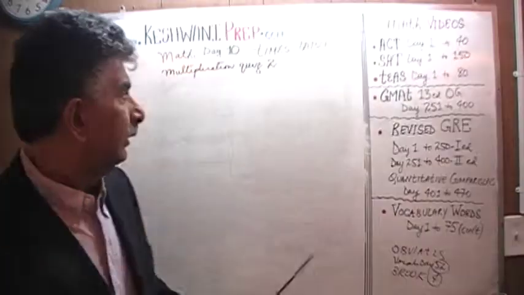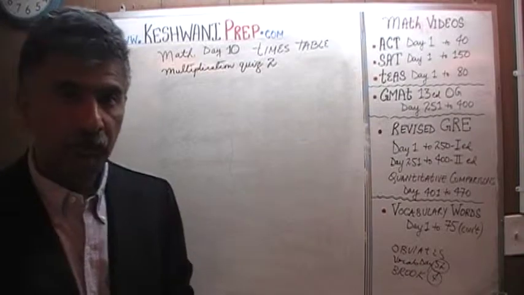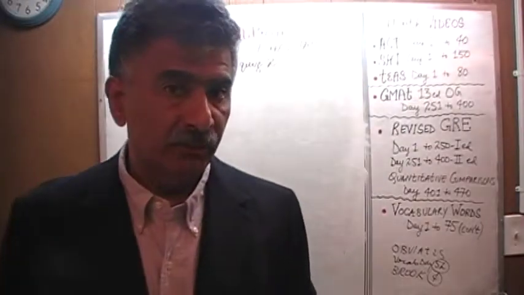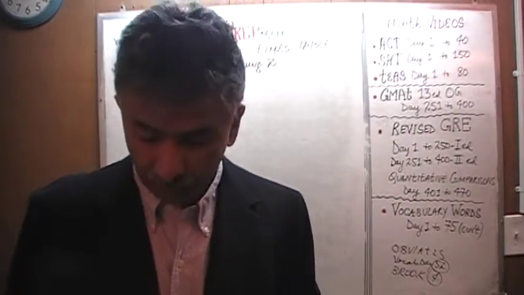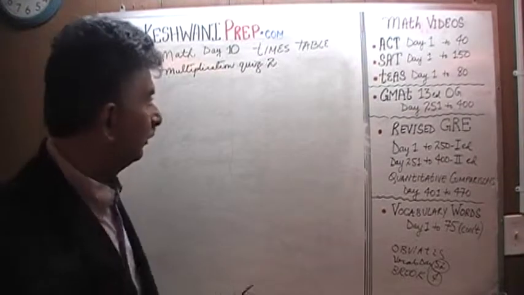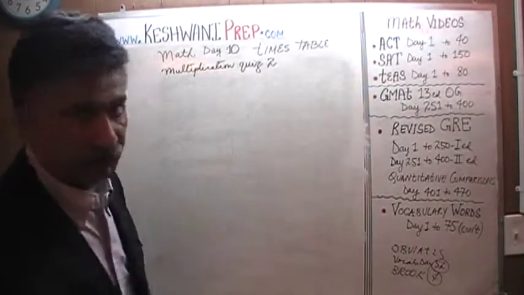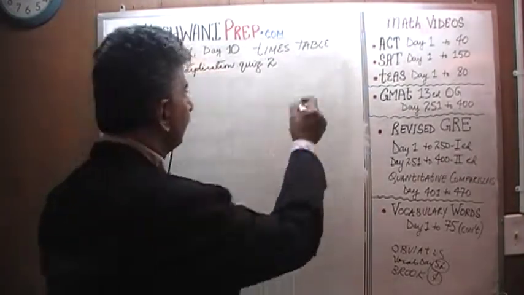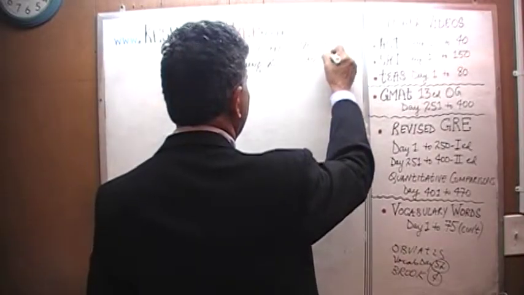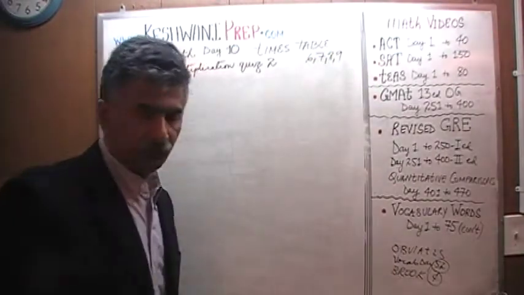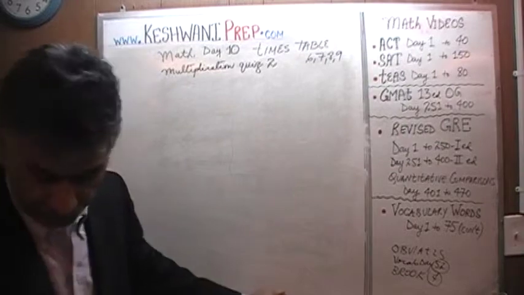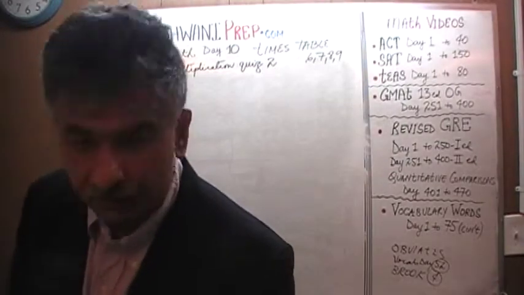Today is our lesson number 10. Today we will have our second quiz on multiplication tables. And today's quiz is going to be based on the multiplication tables of 6, 7, 8, and 9. Those four tables. The quiz is going to be faster than the first quiz because we cannot take this long each time.